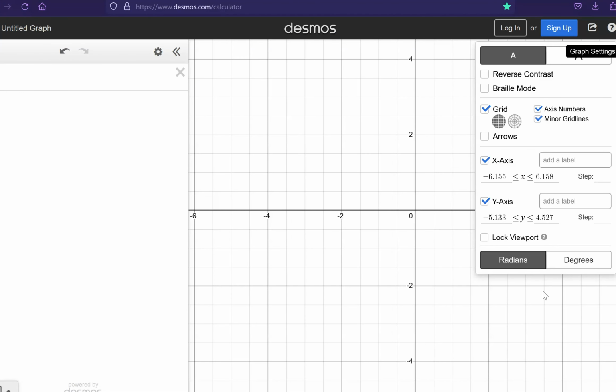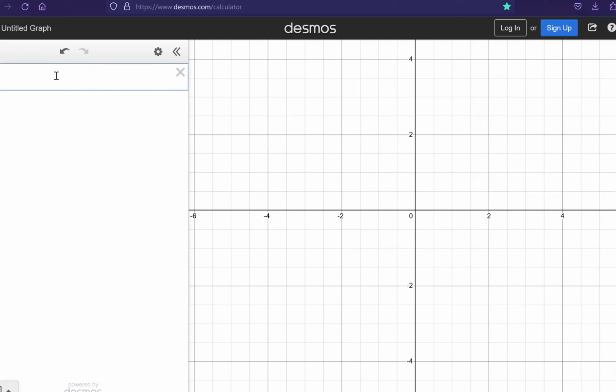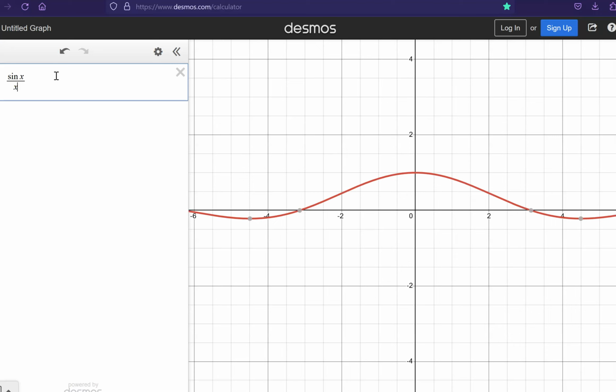So I'm going to double check I'm in radians, and we're looking at sine of x over x. So what I'm seeing is something that's getting closer and closer to 1, but is undefined at x equals 0. So if we have a coordinate with an output of 1 right there when x is equal to 0, that's perfect.